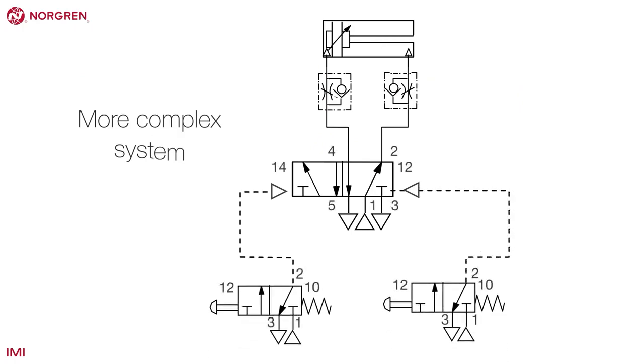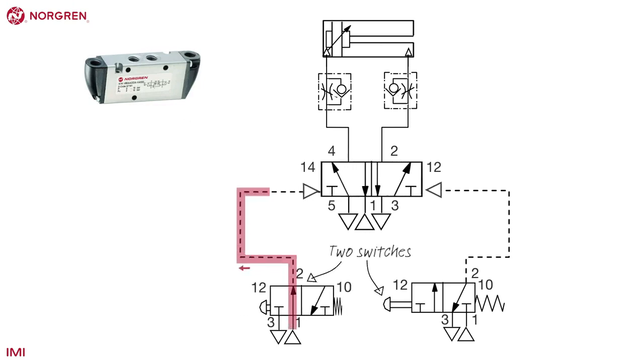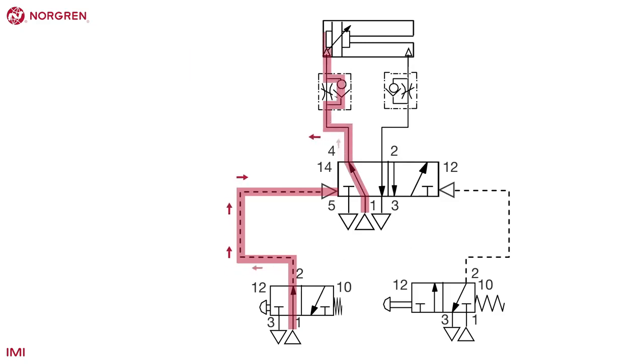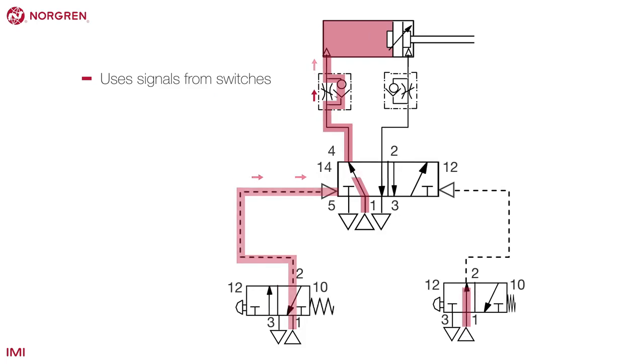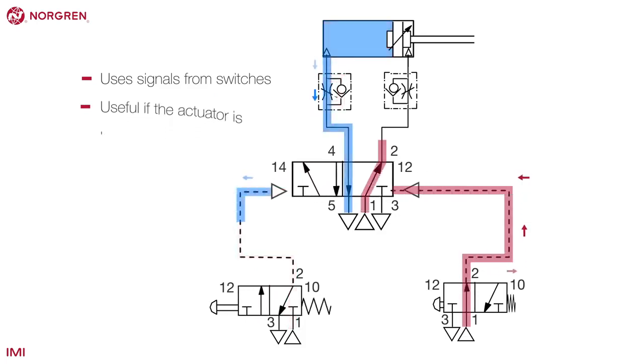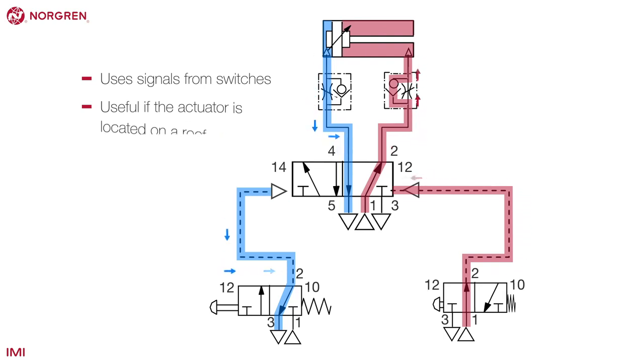A double-acting actuator is operated by an air-piloted valve which is signaled by two switches. Rather than relying on a spring, this system uses signals from switches to move it both out and back in. This setup might be useful if the actuator was located on a roof, for example. Only small pilot lines need to come down to operator level.